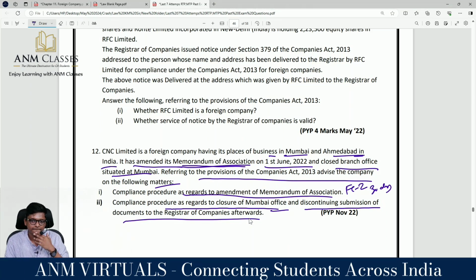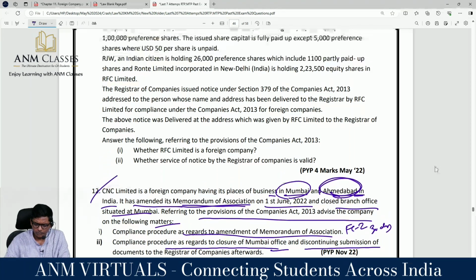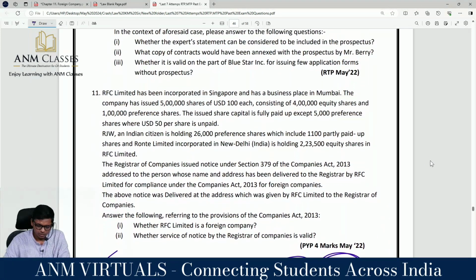Is it right? Why? One more office is there. No, you forgot Ahmedabad. Even if both offices are closed, check if they have an online electronic presence. So the place of business is there in the Mumbai office and the Ahmedabad location. Are you following, guys? Easy. Clear, guys? Done? Next.